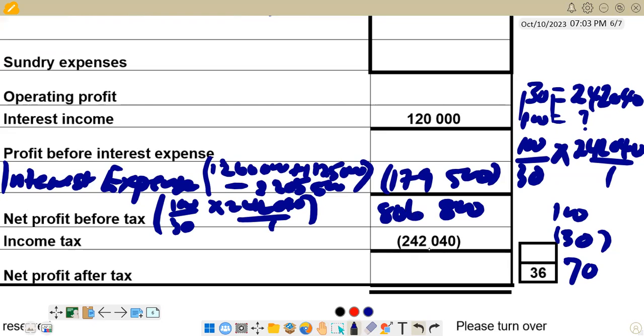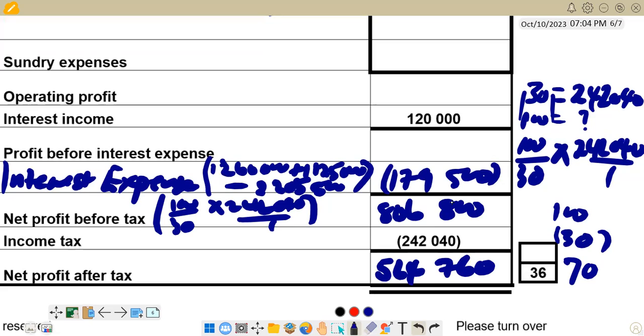You can just say this one minus this one, and then you get the net profit after tax. Or use proportion again. Remember, we're saying it's 70, so you can just say 70 over 30 times 242,040. But you always get the same figure. If you subtract the two, you are supposed to get net profit after tax, which is 564,760. So that's what we have.